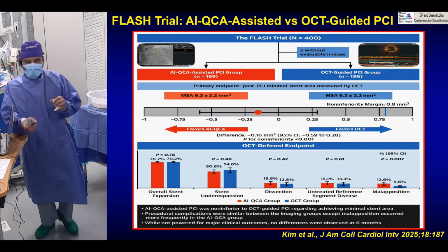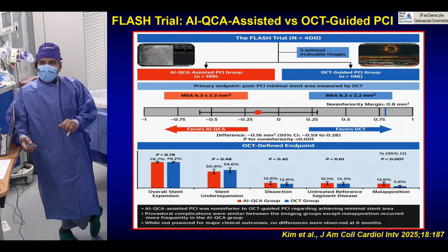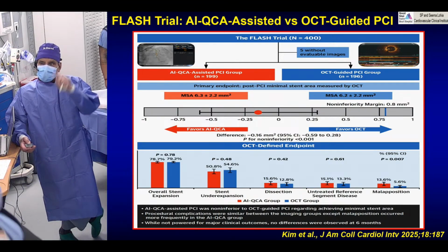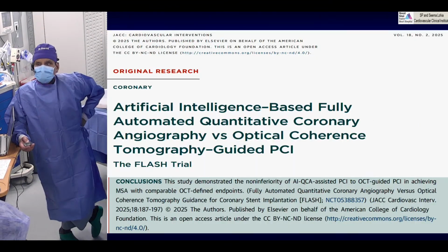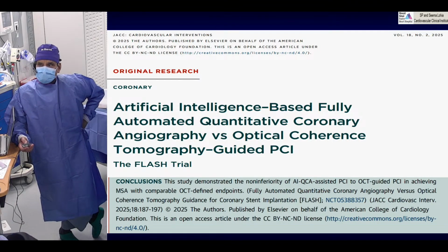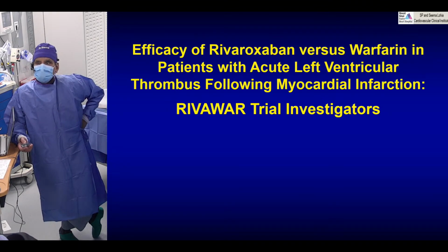There are OCT criteria for how the PCI should be done, except one group only had AI QCA, and the other had OCT, and this is where we saw the difference. That basically tells you that AI QCA assisted PCI was as good as the OCT.